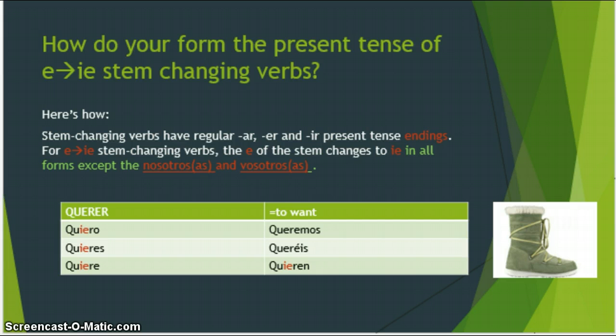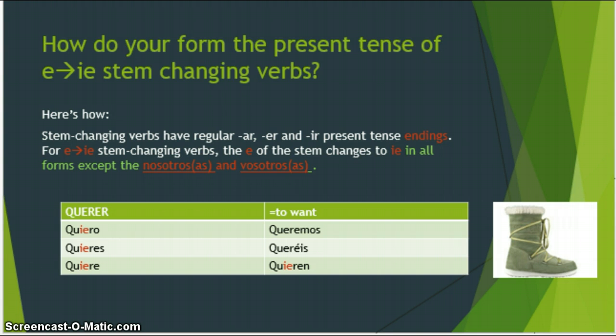Alright, so how do I form present tense E to IE stem changing verbs? Remember, I call these boot verbs. If I look at the chart below, I'm working with an ER verb, querer. So all stem changing verbs have regular AR, ER, or IR endings. So all of these endings are like a normal ER verb. O, es, e, emos, éis, and en. The reason this is called a boot verb is all of the forms except the nosotros and vosotros form have a spelling change. So all those ones kind of take the shape of a boot.